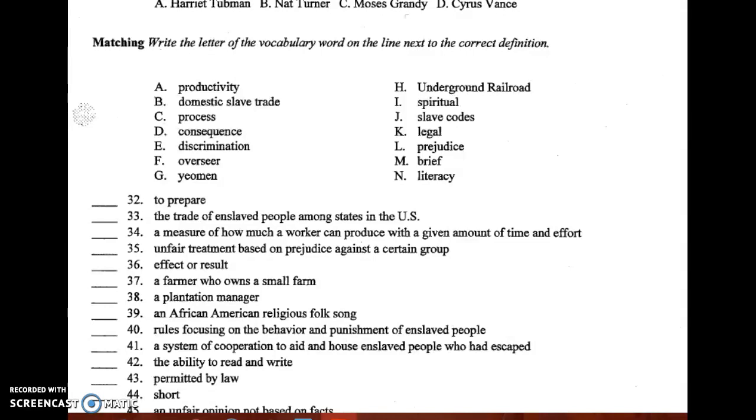38. This is a plantation manager. 39. This is an African American religious folk song. 40. These are rules that focused on the behavior and punishment of enslaved people. Number 41. This was a system of cooperation to aid and house enslaved people who had escaped or who were in the process of escaping.